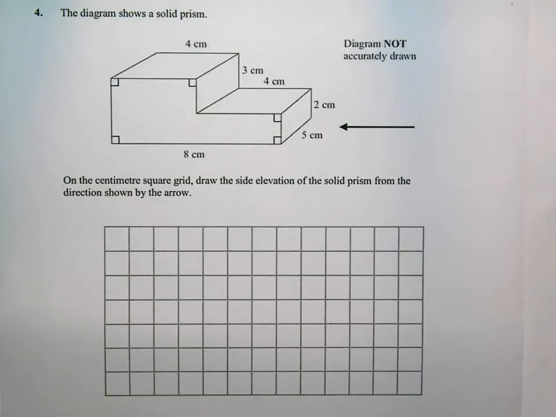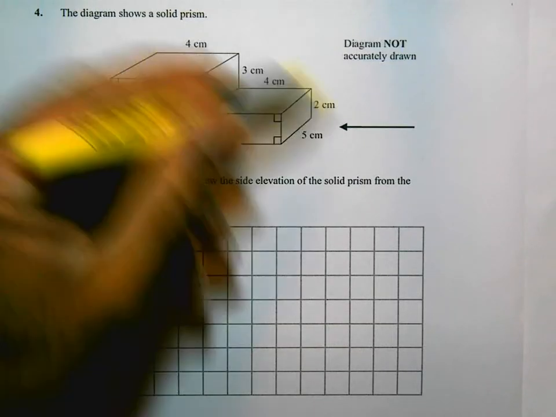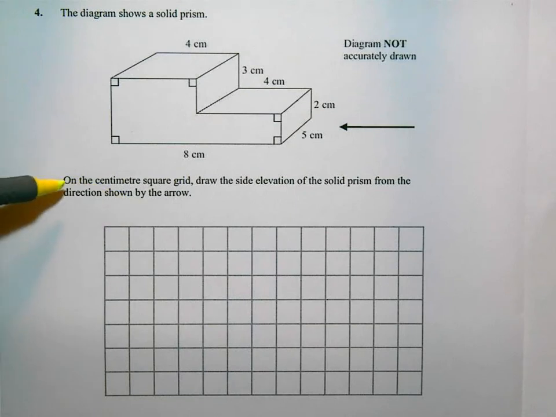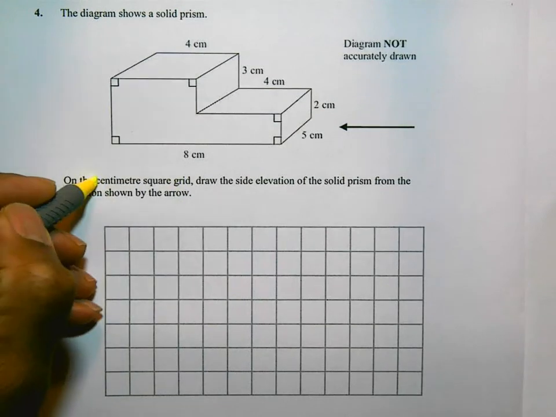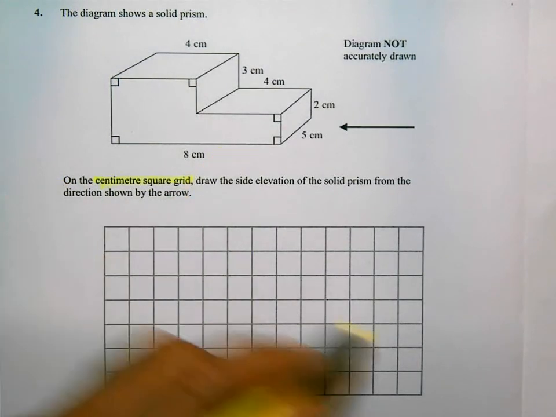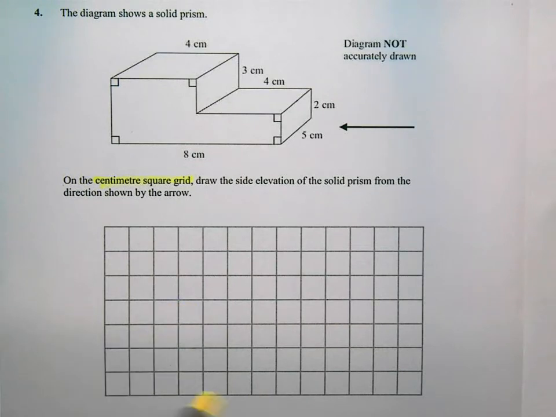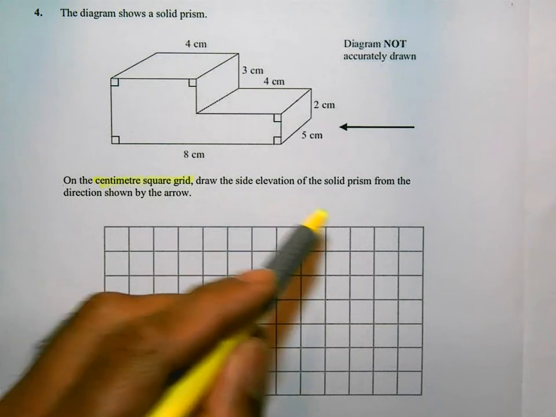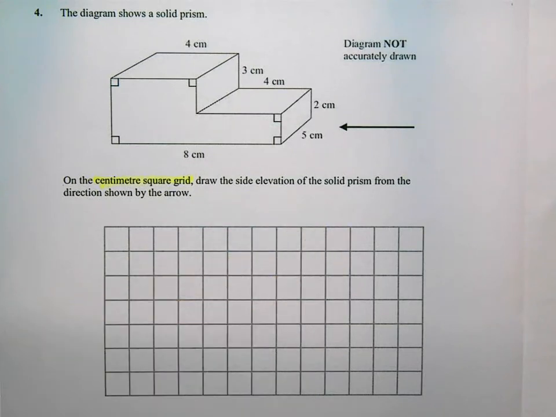This is question number 4 on the November 2013 higher calculator paper. This question says, the diagram shows a solid prism. So here's the prism. On the centimeter square grid, so this is really important, the centimeter square grid. So you don't have to measure centimeters of these dimensions. These squares are 1 centimeter apart, and you assume that. Draw the side elevation of the solid prism from the direction of the arrow.